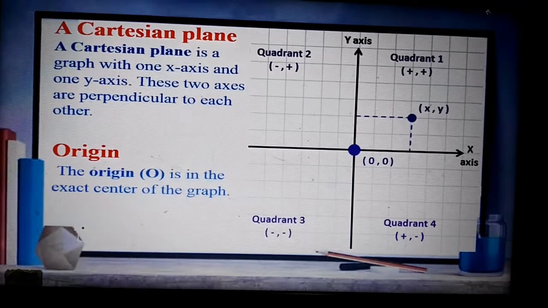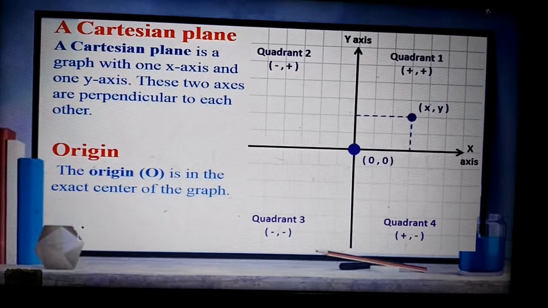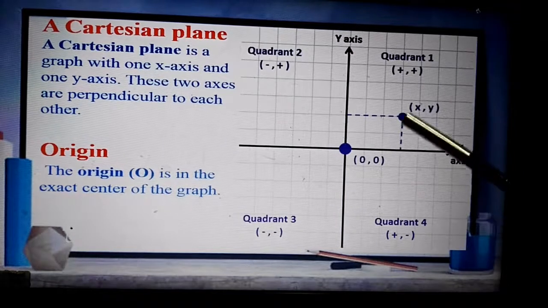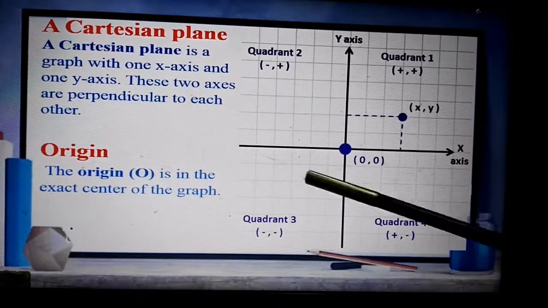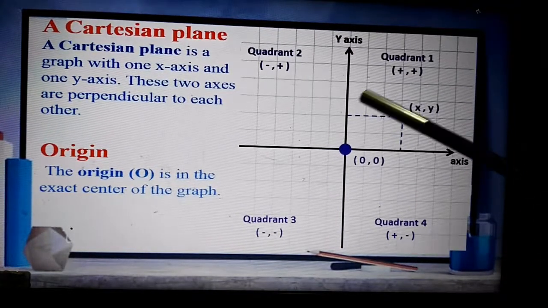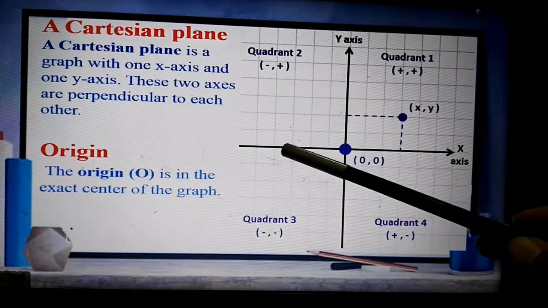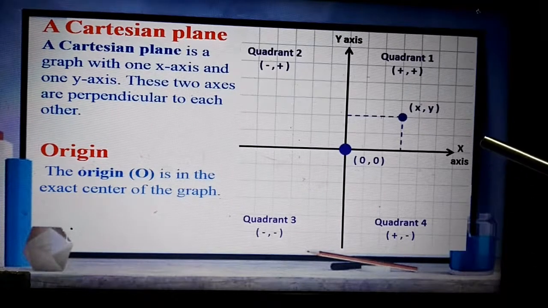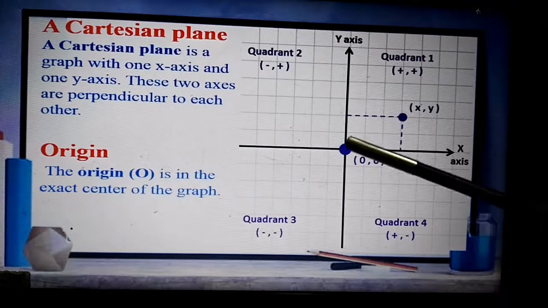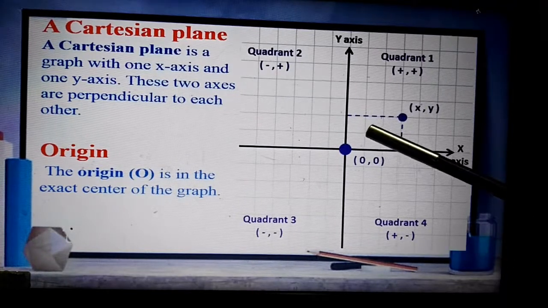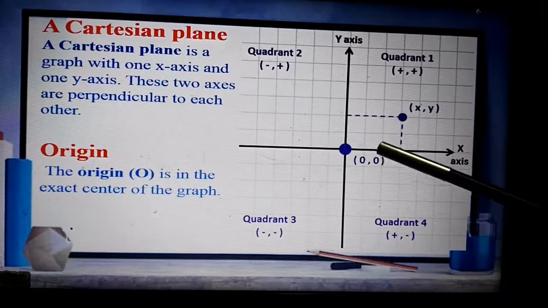A Cartesian plane is a graph with one x-axis and one y-axis. These two axes are perpendicular to each other. This is the Cartesian plane. This horizontal line on both sides is called the x-axis and this vertical line is called the y-axis. These two lines are perpendicular to each other.